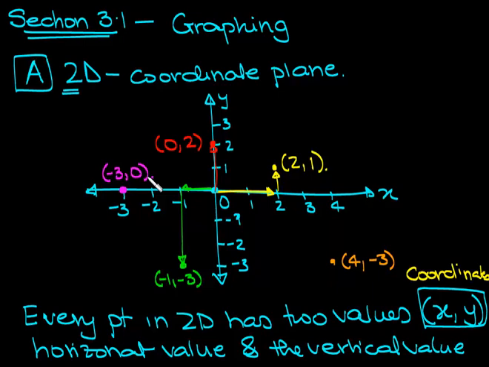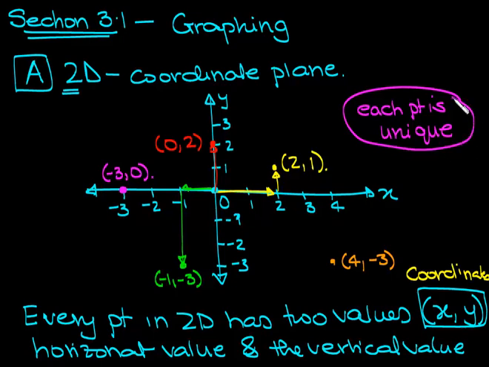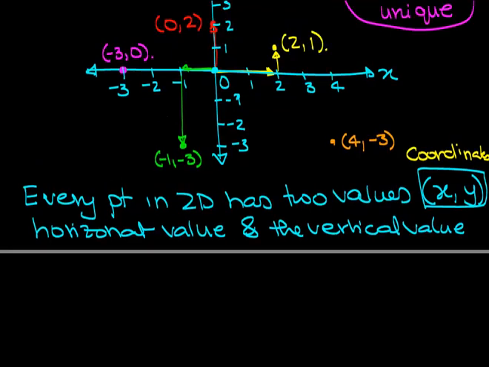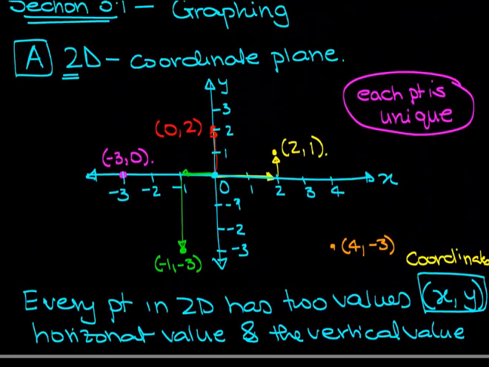The main thing to look at is that each point has a unique representation. And if 2 points are the same, then the horizontal and the vertical values of those 2 points would always have to be the same because of the uniqueness. So those are points in the coordinate plane.